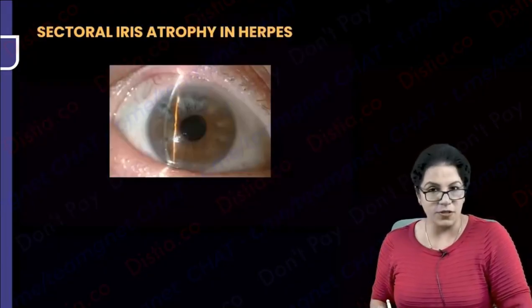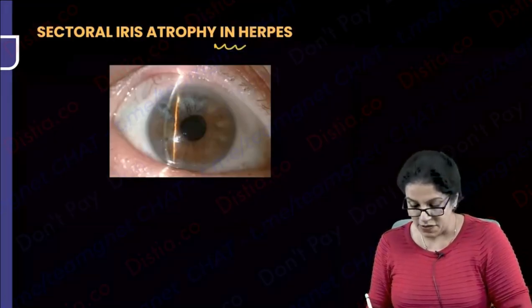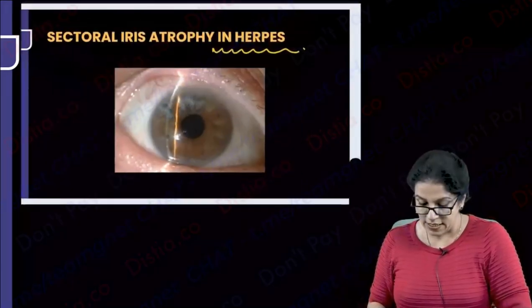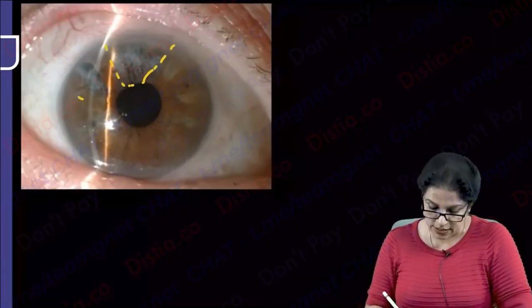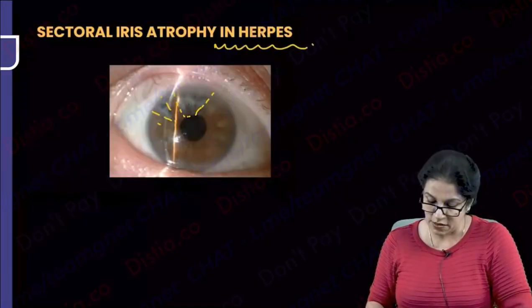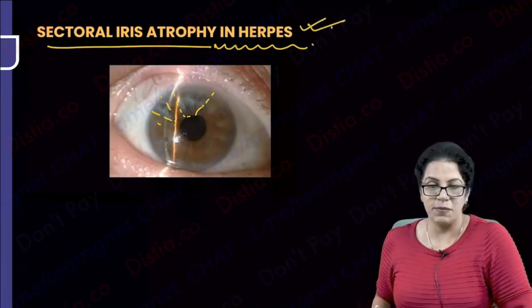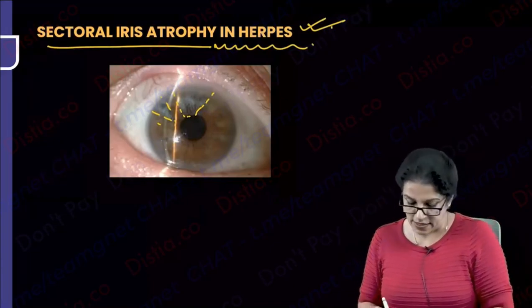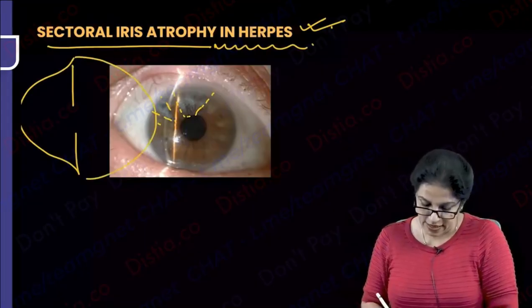What next will you see after this? A few more things in the iris: when it is due to a viral infection like herpes, we are going to write about it later as well. Just have a look. This is a sectoral iris atrophy involving any one sector. This sectoral iris atrophy is a typical feature of herpes infection. Keep that in mind. Write it right on the diagram.